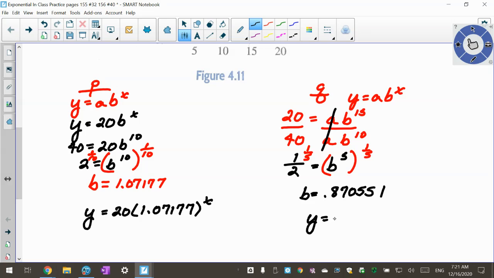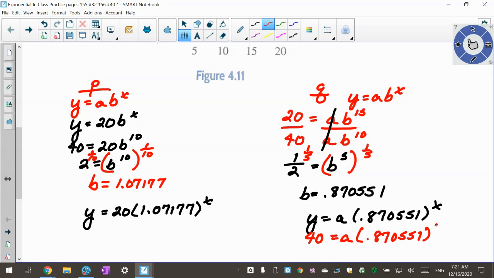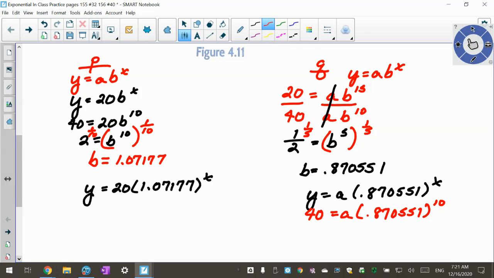So now I have y equals a times 0.870551 to the x. Now you get to pick whichever point you want to plug in. We can use the point (15, 20) or (10, 40) from above. I actually use (10, 40) just because it seems easier. So I put a 40 here from the y spot. I'm solving for a. So I have 0.870551, and I'm going to put 10 there. And since this right here is hooked to the a by multiplication, my a is actually going to be 40 divided all by that. So it's 0.870551 to the 10th.